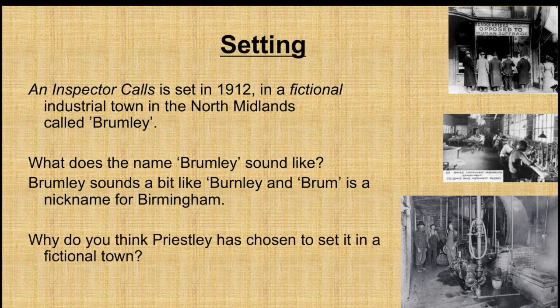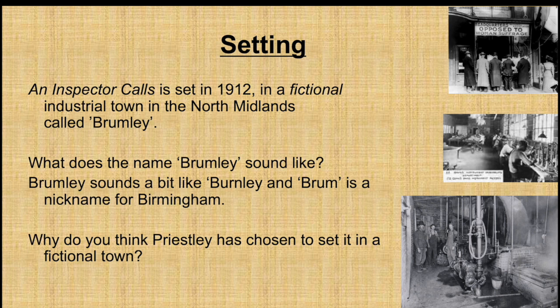And the question I always find myself thinking is, why has Priestley chosen to set it in a fictional town? Around this time, broadly speaking, there's a big push for writers to go up north and see how grim it is and record their experiences. The north of England is still very industrialised at this point. A good example would be George Orwell, who wrote The Road to Wigan Pier. So the idea that the north is this grim, bleak place is perpetuated throughout a lot of fiction at this time, and not just fiction, non-fiction as well.